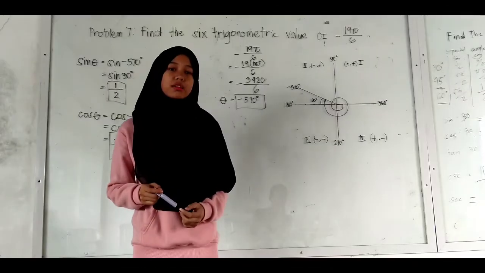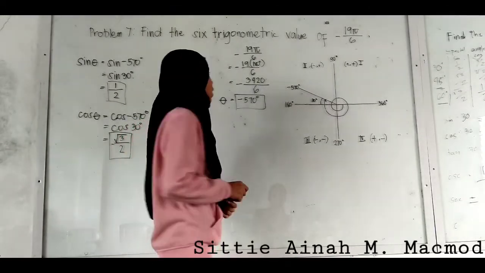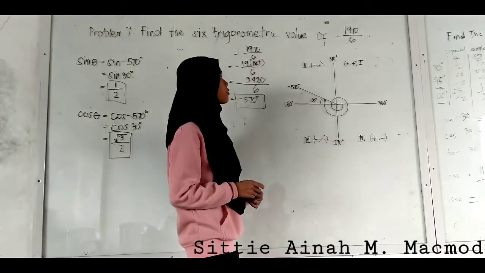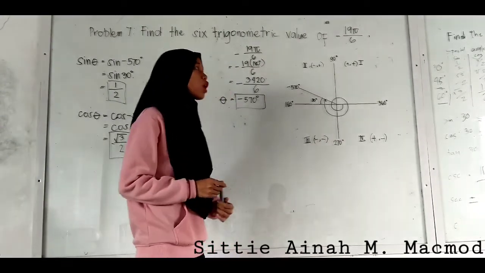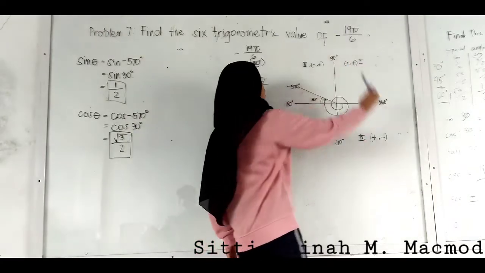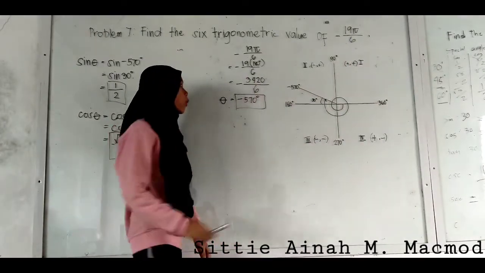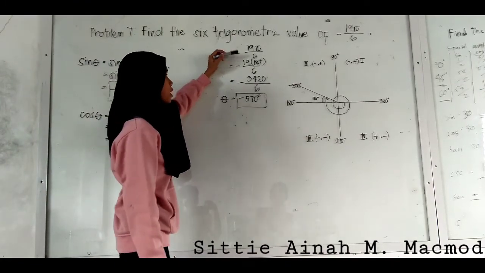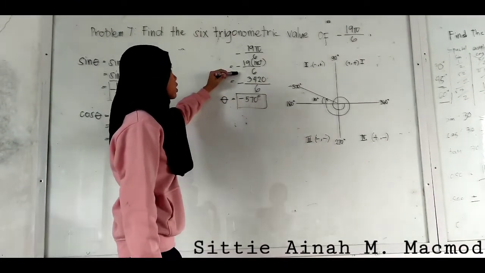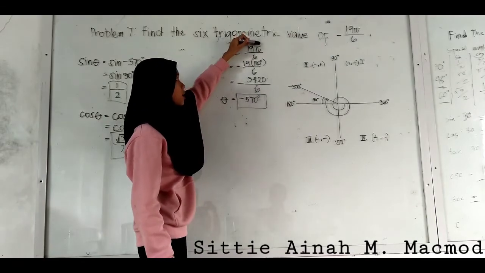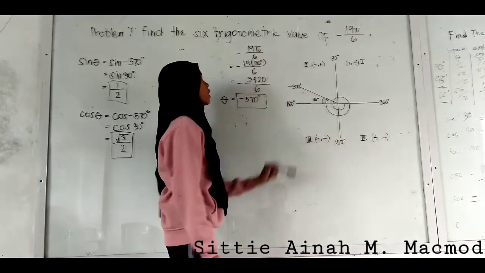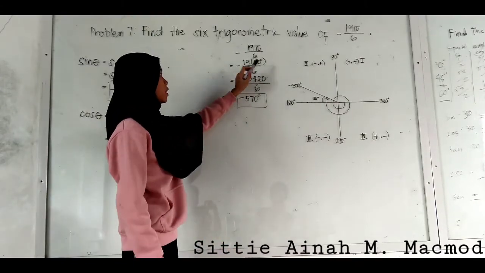Assalamualaikum, I'm Sittie Mohammad. I will be discussing to you how to find the six trigonometric values of negative 19 pi over 6. So, may pi tayo dito. So, pi is equal to 180. So, negative 19 pi over 6, i-change natin ito ng 180 kasi pi is always equal to 180.